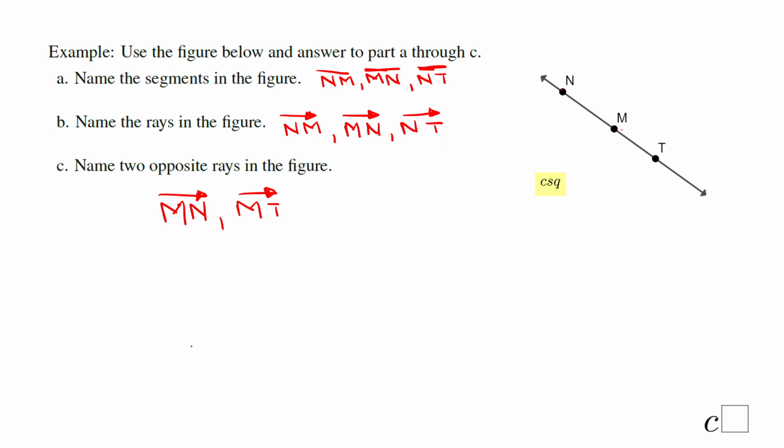Let's say you want to do what I did. I'm going to say ray NM. Okay, very important. That is this one. In order to name an opposite ray, I have to put another point somewhere here. That will be an opposite ray. Let's call that point R. Just to be sure we see a different case.